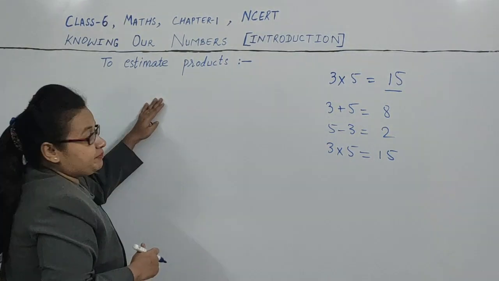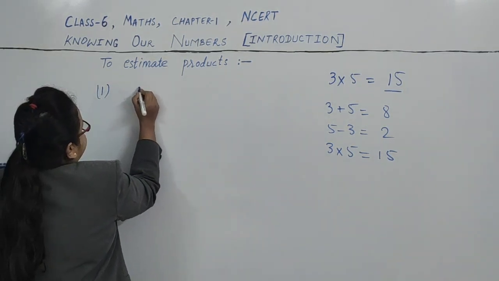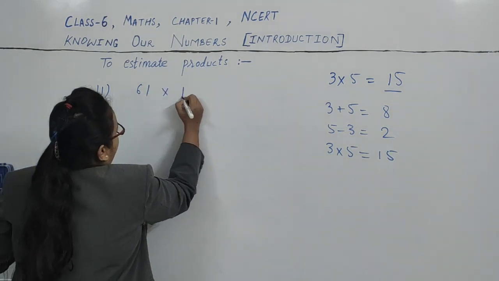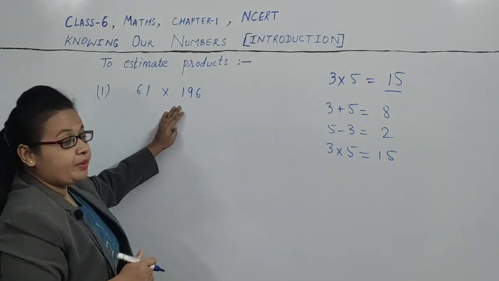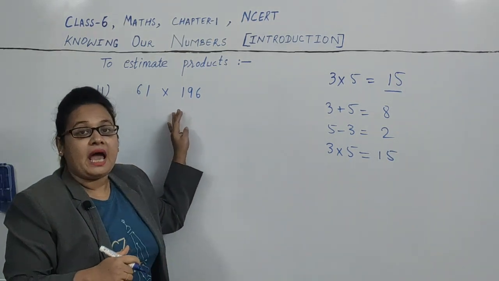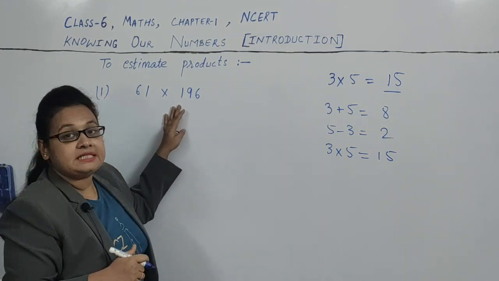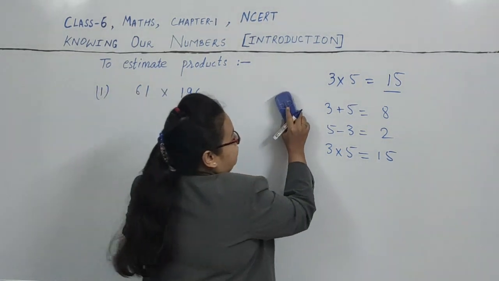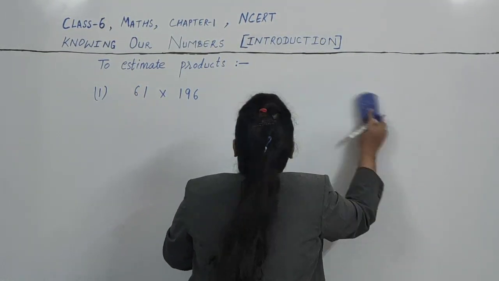So to estimate a product, now let us take one example. 61 into 196. We have to find the product. Here we will not find the actual product of these two numbers. We will find the estimated product of these two numbers. So for this, let us first find the actual product of these two numbers.